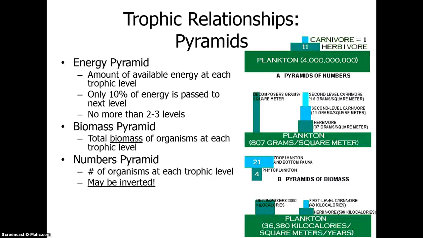And then numbers pyramids, this is just taking a look at how many organisms we have, the numbers of organisms at each trophic level, and sometimes these are inverted, like here, you can see there. We're not going to really go too much into that. Just be aware that sometimes number pyramids can be inverted.